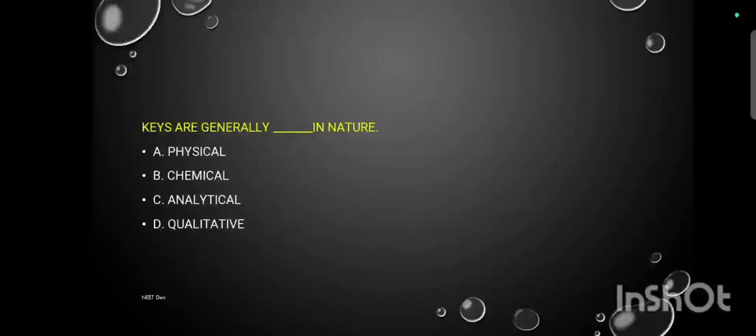Question. Keys are generally dash in nature. So option A is physical, B chemical, C analytical, D qualitative. So the answer is C. Analytical.